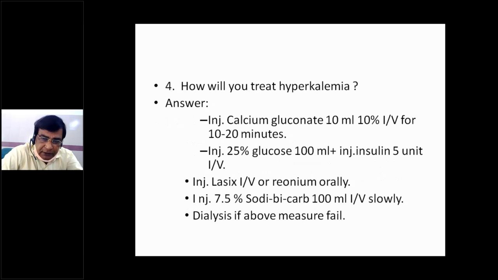How will you treat hyperkalemia? This question comes repeatedly, and it is treated by calcium gluconate and 25% glucose 100 ml with soluble insulin over 5 minutes, and injection Lasix, or orally Resonium. And another is injection 7.5% sodium bicarbonate, and lastly dialysis. So these are the different measures taken for treatment of hyperkalemia.